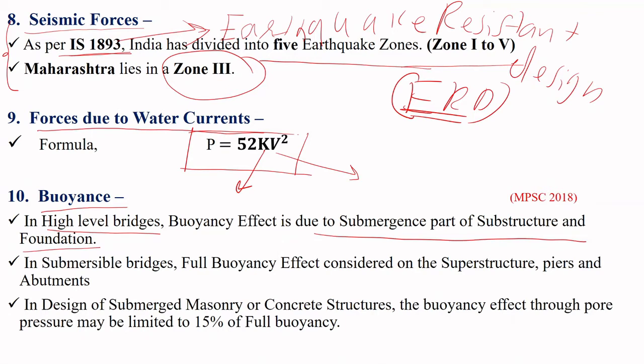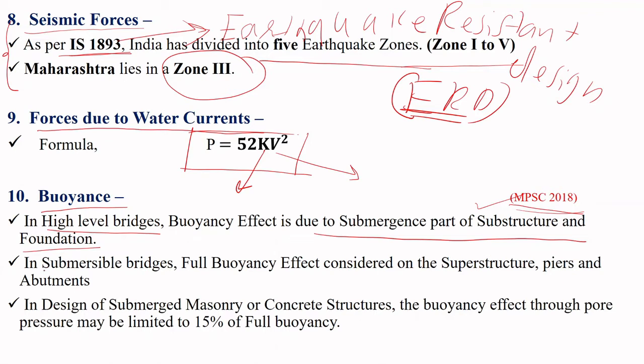This question appeared in MPSC 2018, so remember it is very important. Maybe they will repeat the question. In the MPSC exam they ask repeated questions, so it is very important that we practice our previous year questions at least 2 to 3 times and look around. Now in the exam they asked about the high level bridge, so we have to see what applies to the submersible bridge and to the design of submerged masonry or concrete structures.